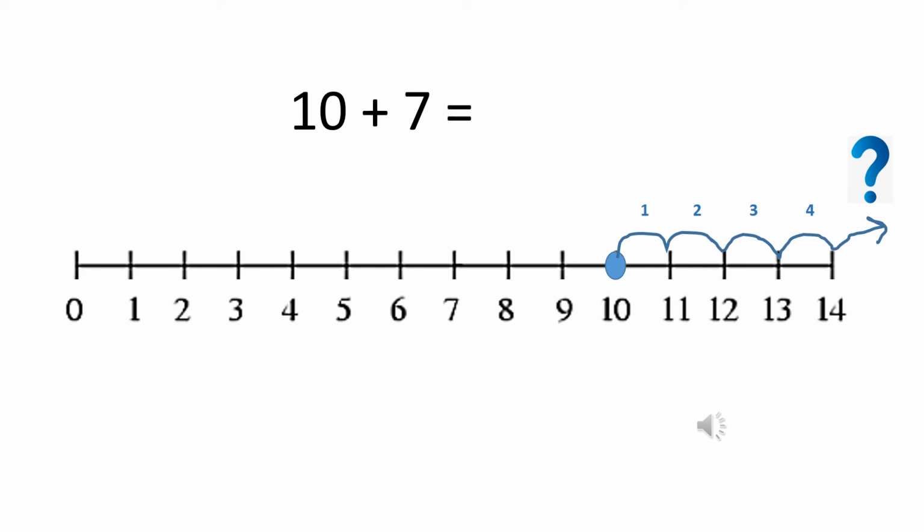Sometimes you might run into a problem if you don't make your number line big enough. For example, this number line starts at 0 and ends at 14. I am trying to use this number line to solve the problem 10 plus 7 equals. So I start at 10 and I do 4 bunny hops and I'm out of numbers. Now what do I do? I need to add 7, not 4.